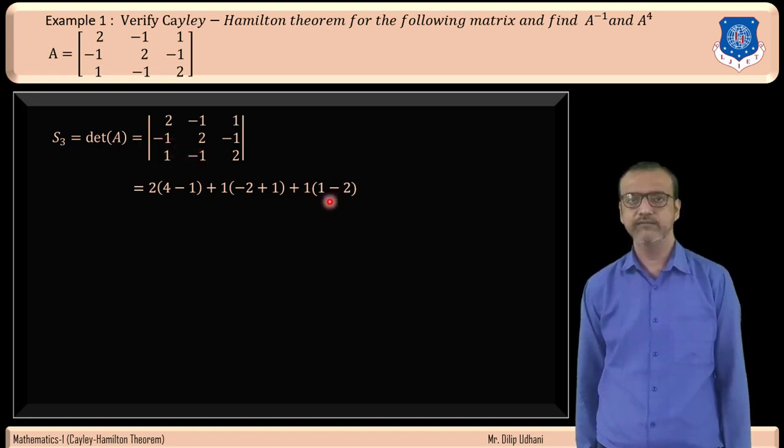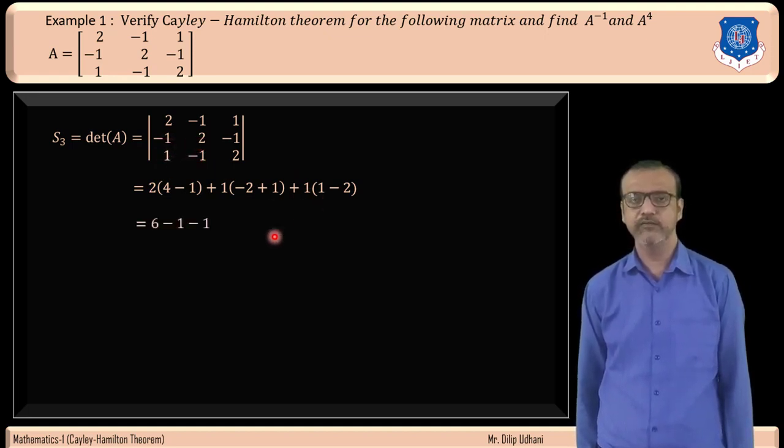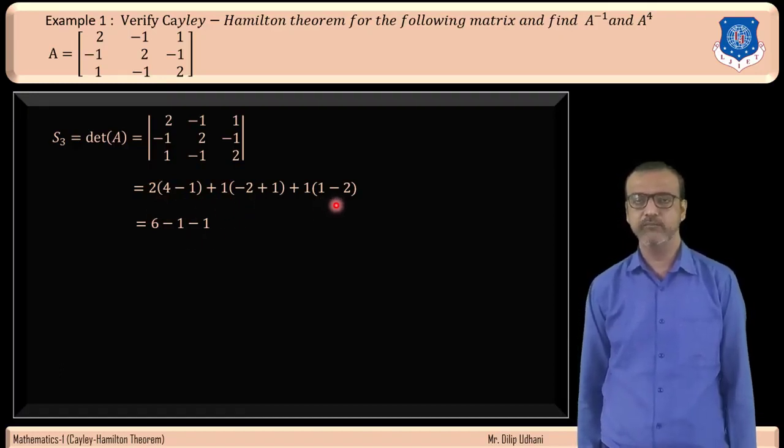Now we will simplify this result. We have 4 minus 1, 3 into 2 is 6, minus 2 plus 1 is minus 1, and minus 1 into 1, that is minus 1. And finally 1 minus 2 is minus 1, and minus 1 into 1, that is minus 1. So 6 minus 2, that is 4. So the value of S3 equals 4.